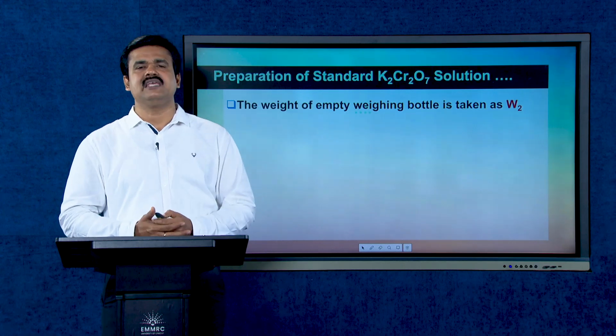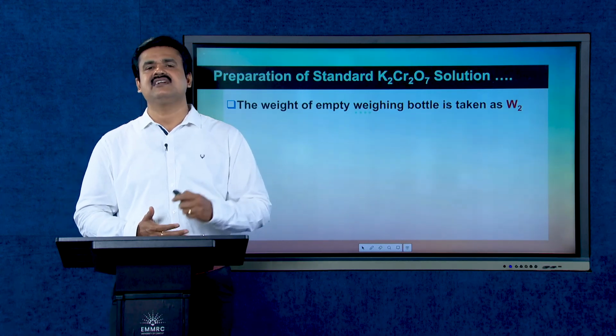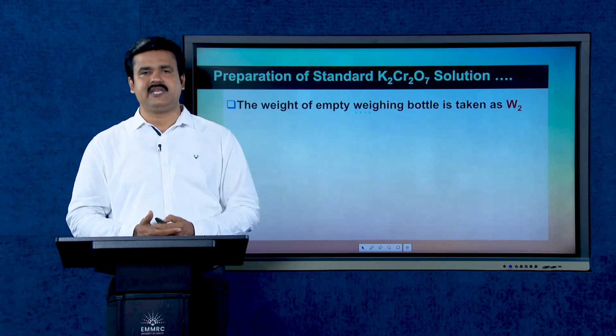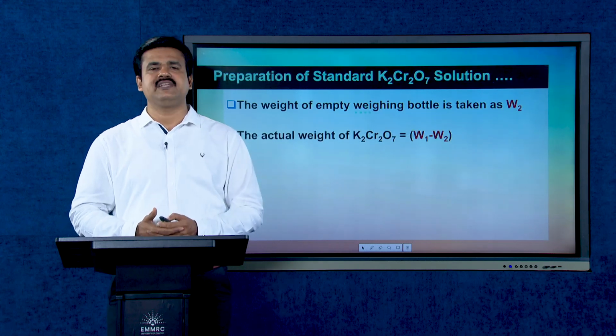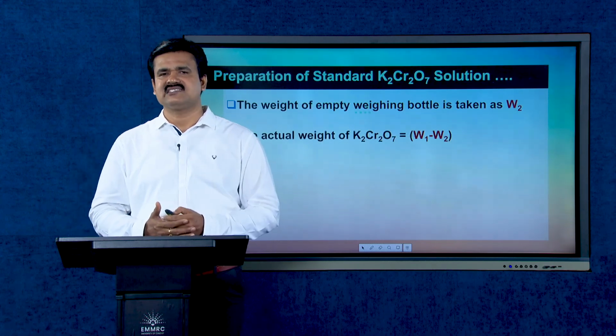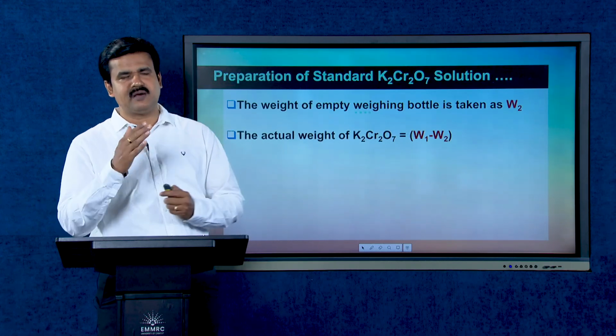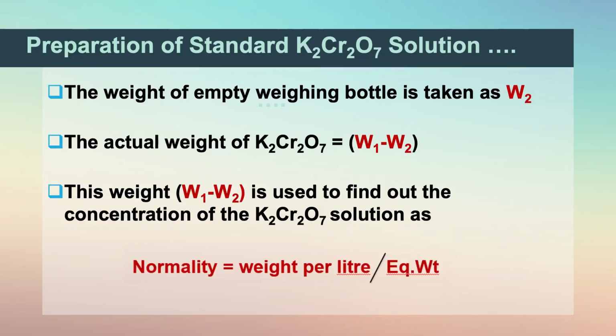The weight of the empty weighing bottle is taken as W2 gram. The actual weight of potassium dichromate is calculated as the difference in weight, that is equal to W1 minus W2. The obtained weight W1 minus W2 is used to find out the concentration of the potassium dichromate solution which is prepared. Normality is equal to weight per liter divided by equivalent weight.